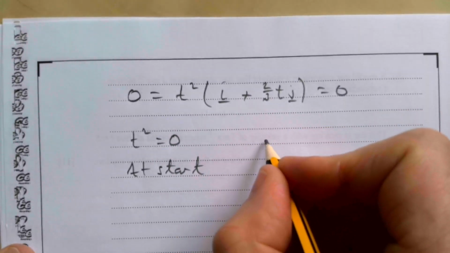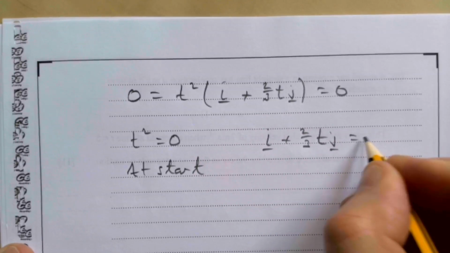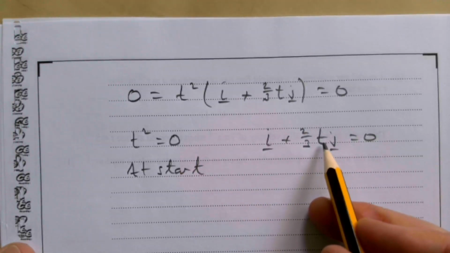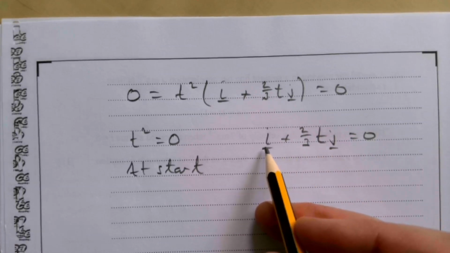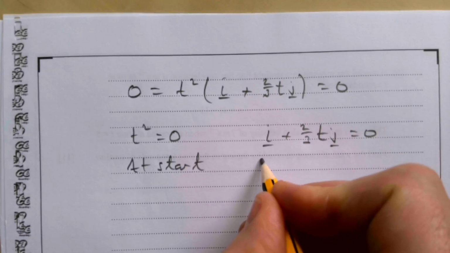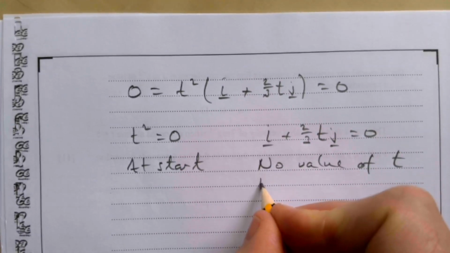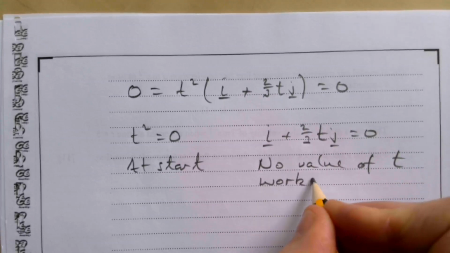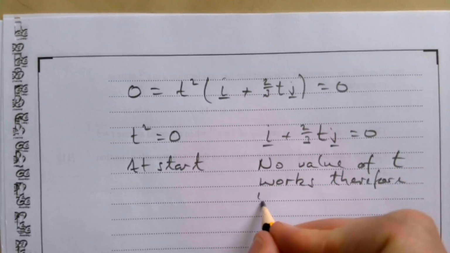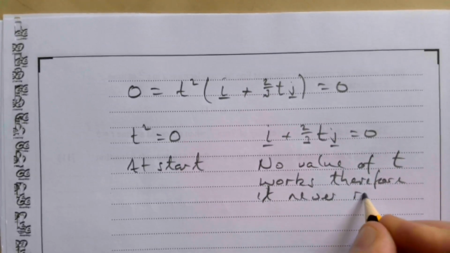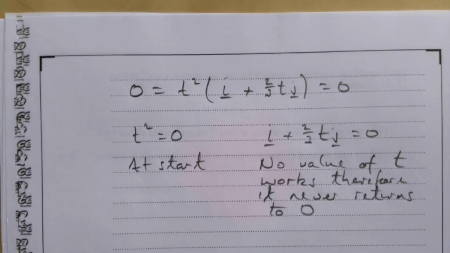And then the other time is when i plus 2 thirds tj equals 0. There's no value of t that works for that, because even if we put t equal to 0 there, there's still an i, which isn't the origin. We need both of these to be 0. So no value of t works. Therefore, it never returns to O.